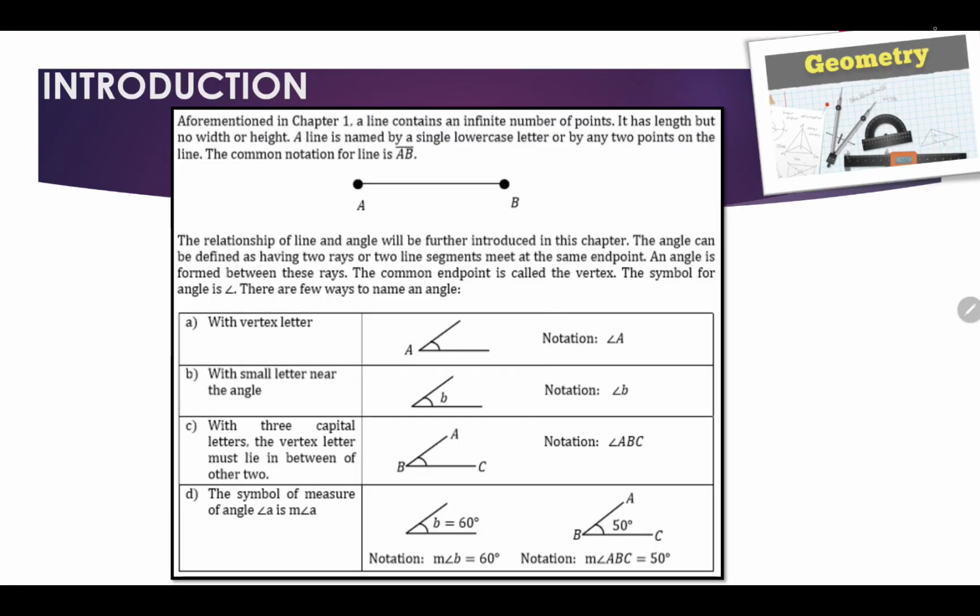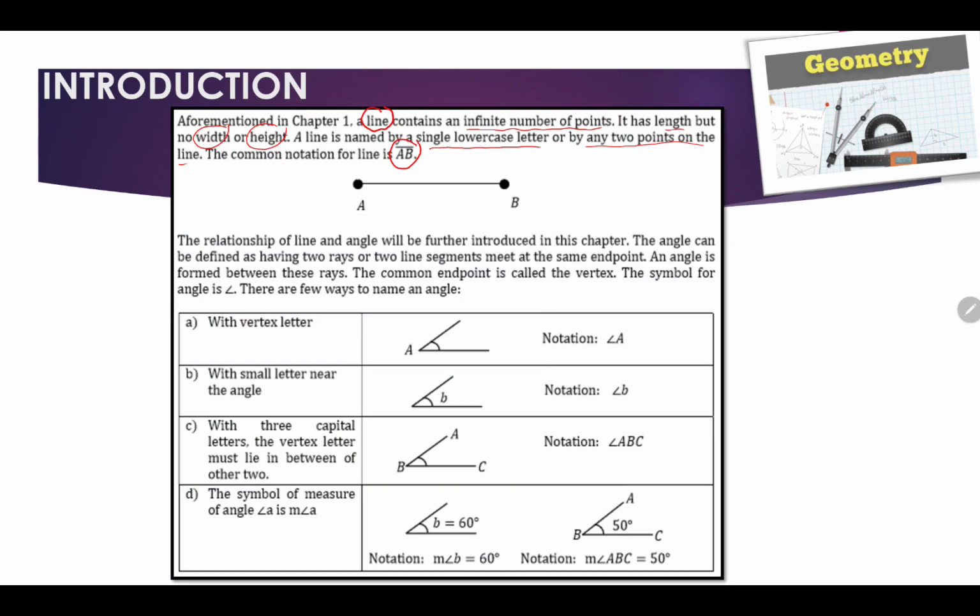First, we are going to discuss what we have learned in the previous week, in chapter 1, about a line. A line contains an infinite number of points. A line has length, but it has no width and no height. The notation of a line is a single lowercase letter or any 2 points on the line. The common notation for the line is AB with a line on top.